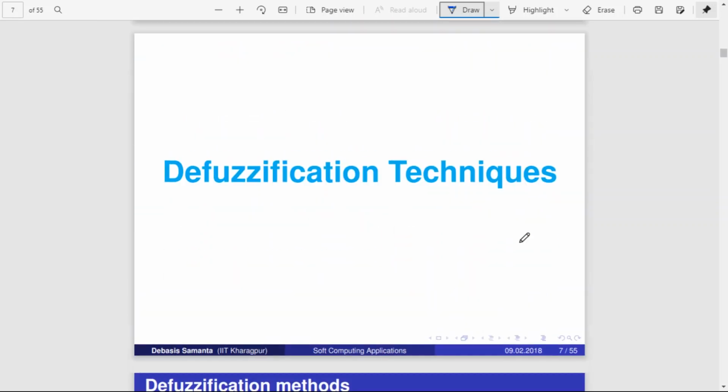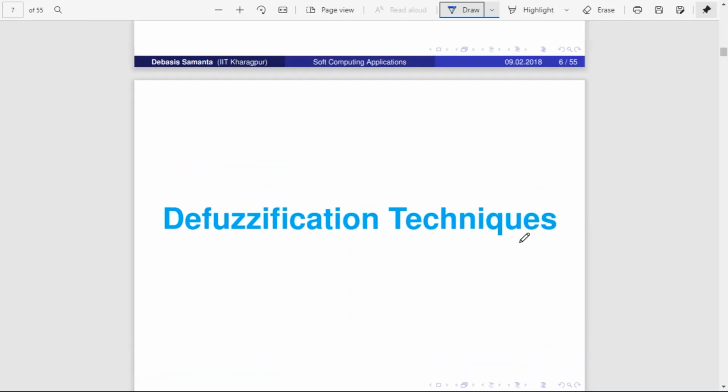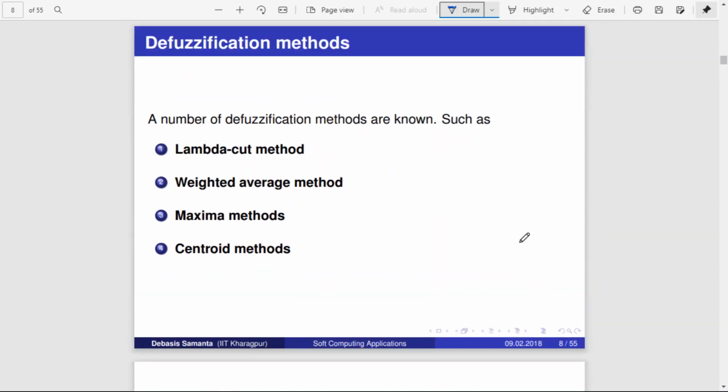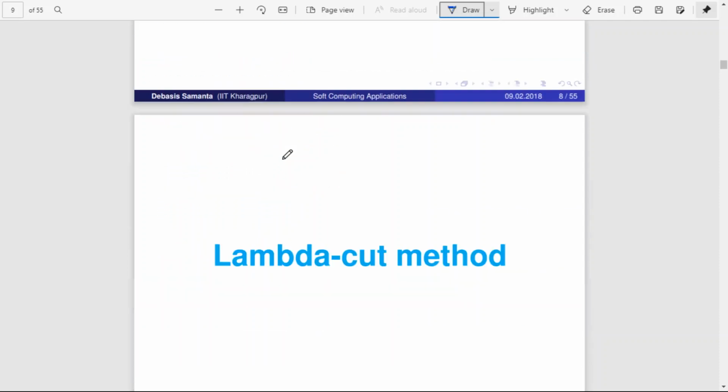Now let us try to understand the various defuzzification techniques. These are some of the defuzzification techniques available. The first one is called the lambda cut method. The next is the weighted average method. The next is the maxima methods. The next is the centroid methods. In this lecture, we will be concentrating more on the lambda cut method. We will be discussing how defuzzification can be done using the lambda cut method.